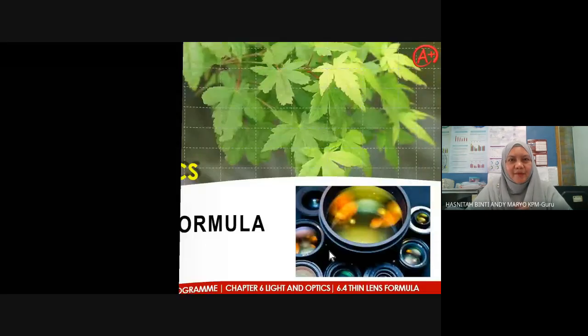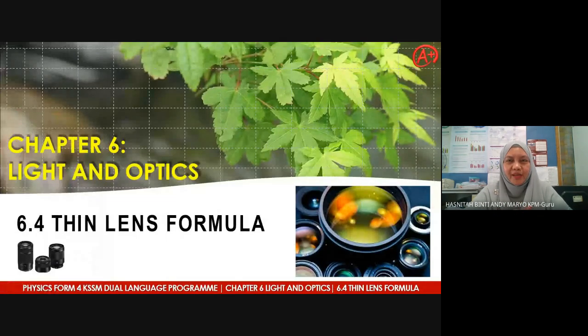So yesterday in the previous lesson, we learned 6.3, image formation by lenses. Under that topic, you understood, number one, the definition of a lens. If you remember, a lens is a transparent material with two surfaces where one of the surfaces must be curved. I repeat, a lens is any transparent material such as glass, perspex, or plastic, with two surfaces where one of the surfaces must be a curved surface.